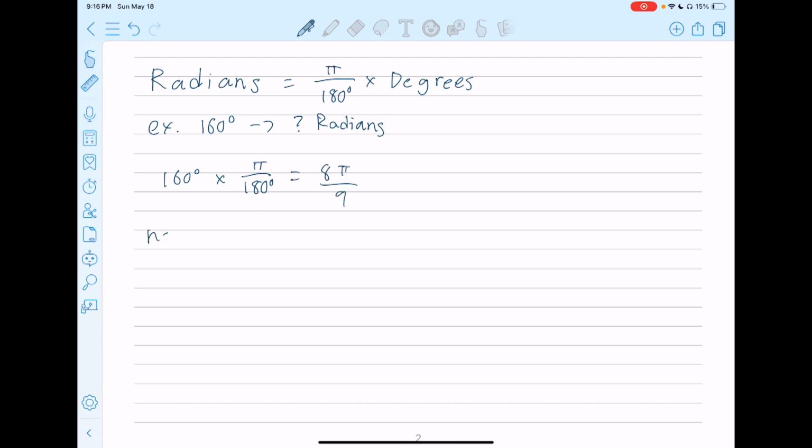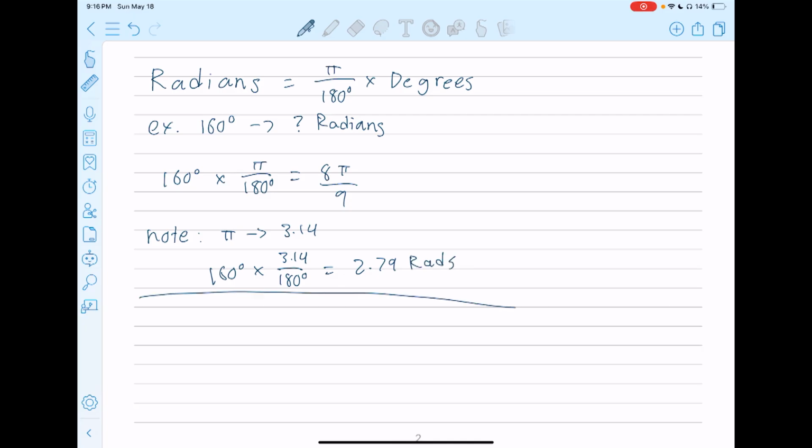Now sometimes you might see radians written as a decimal instead of with pi. To do that, we just replace the pi with 3.14. So 160 times 3.14 over 180, which gives us approximately 2.79 radians.